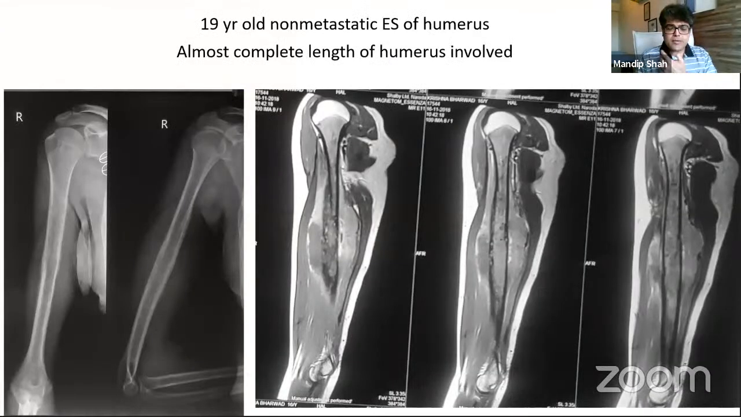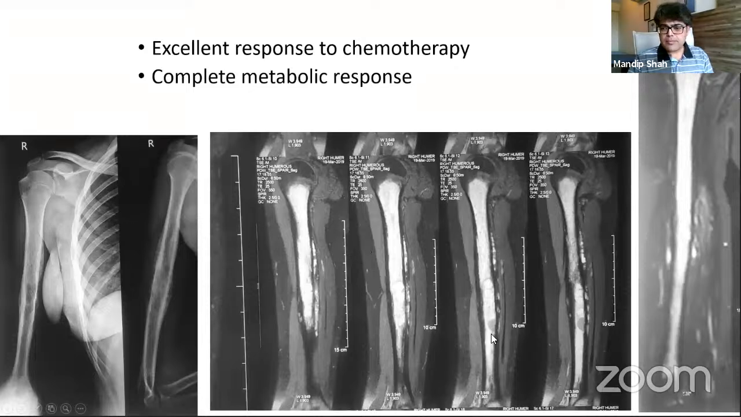All right. So this is a proximal humerus Ewing sarcoma in a 19-year-old. She was non-metastatic. The disease was from the proximal physis to almost the supracondylar area. And she responded very well to chemotherapy, and these are the post-chemotherapy images. There is a complete metabolic response on PET CT scan, and the disease is right from top to bottom.